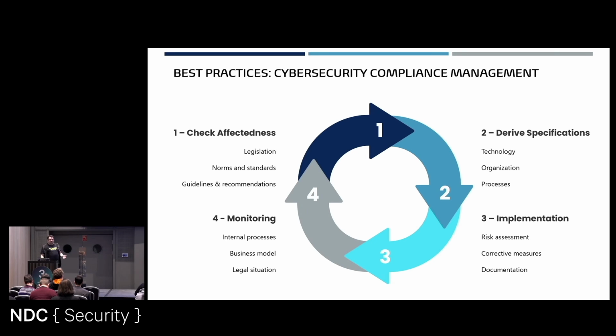And in the case of the CRA, there are some basic things that you can already do, like check if you're affected, look at the legislations, the norms, the standards, guidelines, and so on. Derive specifications out of that, like what sort of technology implementations I need to put into place. How do I change the flow and the processes within my organization to be able to handle that? Implementing risk assessment and risk management and corrective measures, documenting everything, and then monitoring for all the requirements of the CRA. So you can already get things started if you know you might be affected by this.